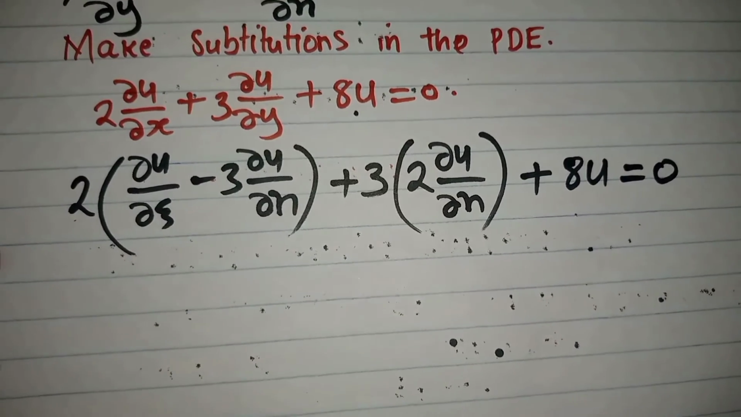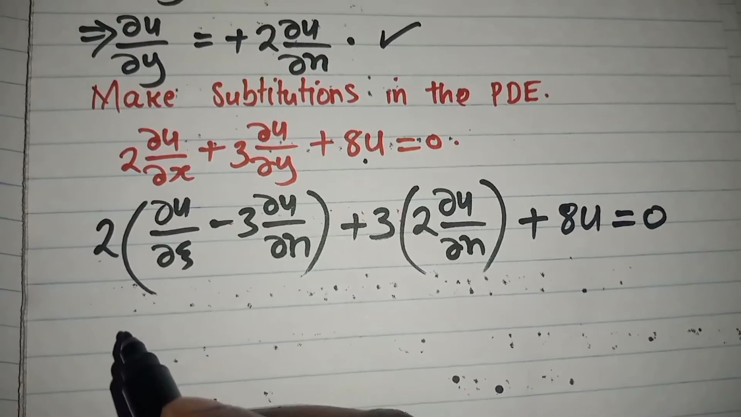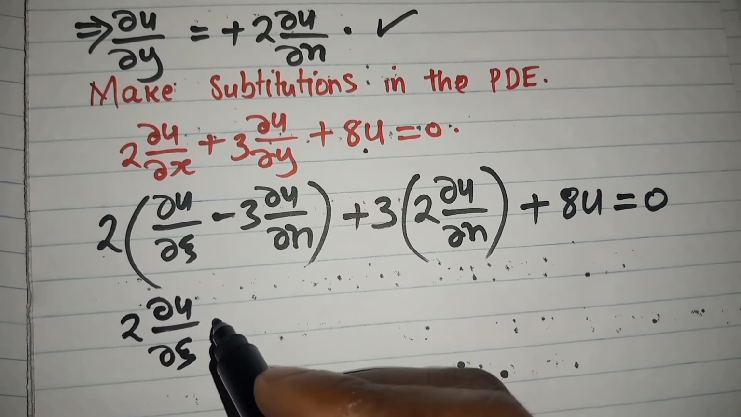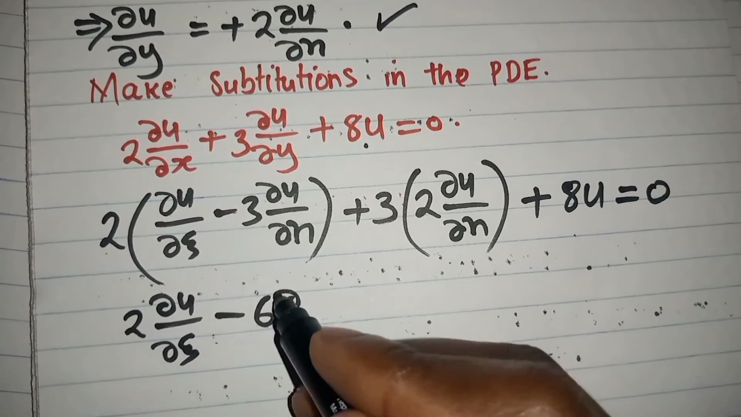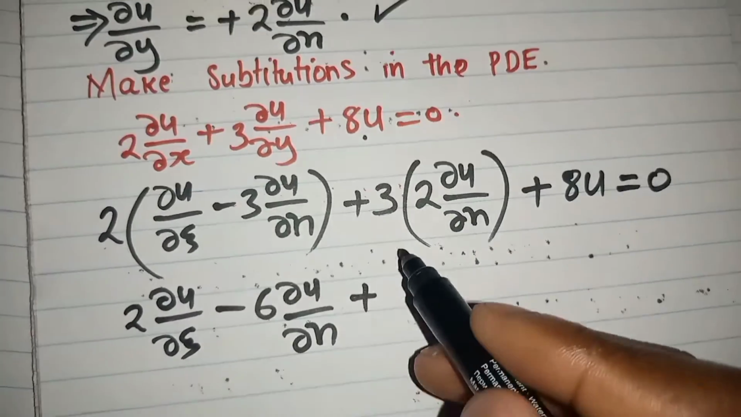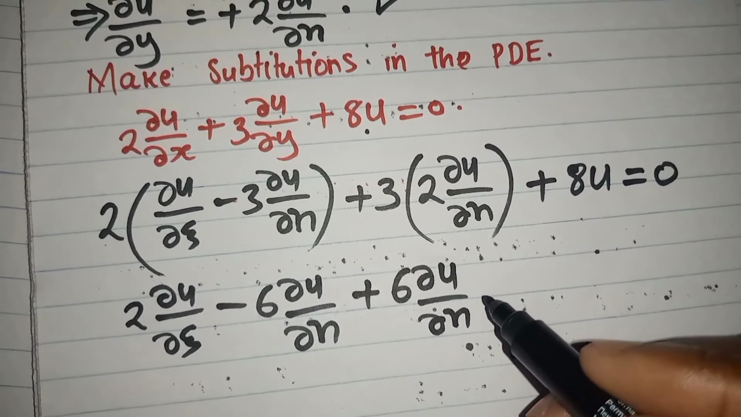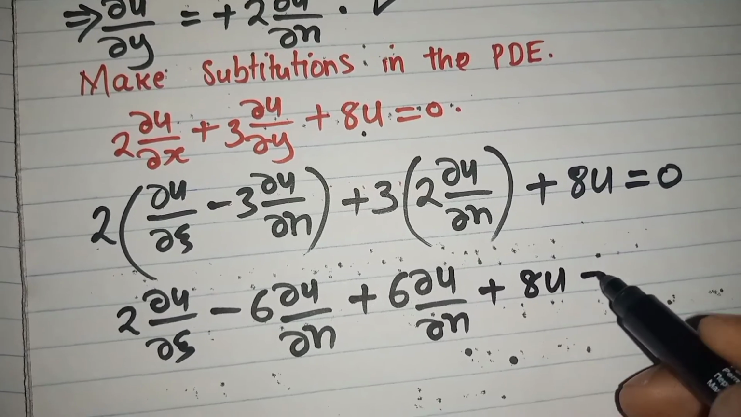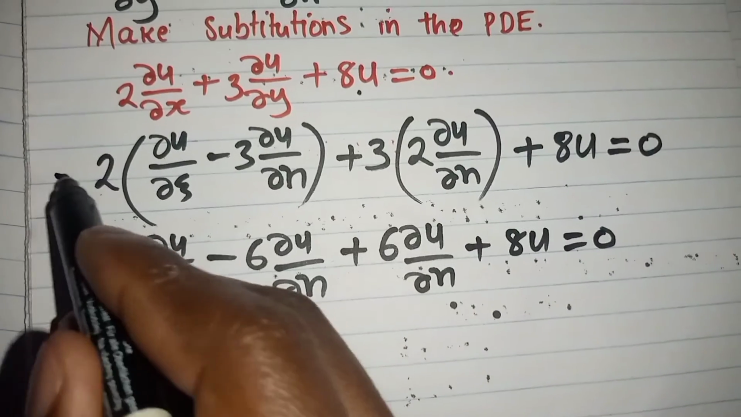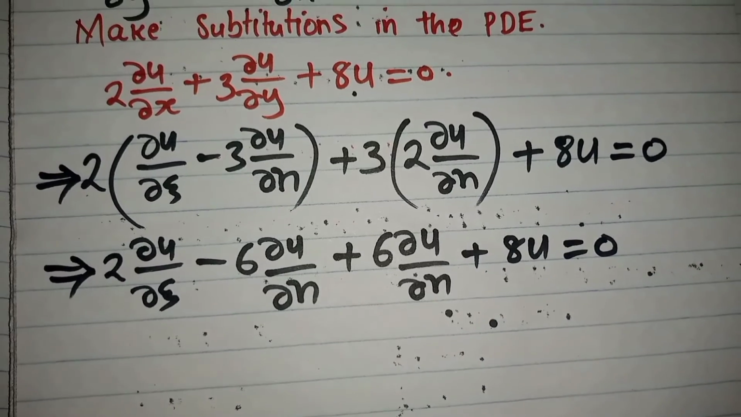So we are going to proceed by opening the brackets. So 2 times this will be 2 times the partial of u with respect to xi, minus 3 times 2 is 6 times the partial of u with respect to nu. Then 3 times 2 is 6, so it will be plus 6 times the partial of u with respect to nu, then plus 8u is equal to 0. So we have opened the brackets.